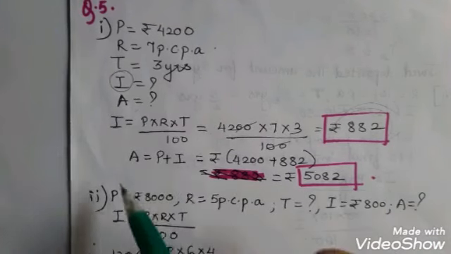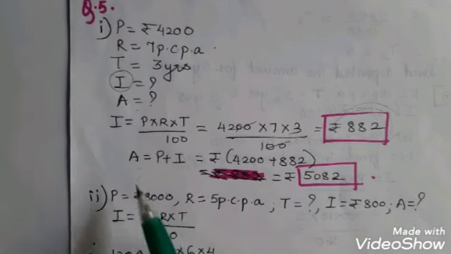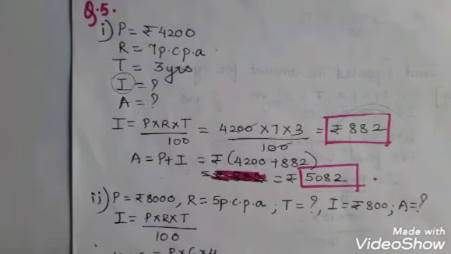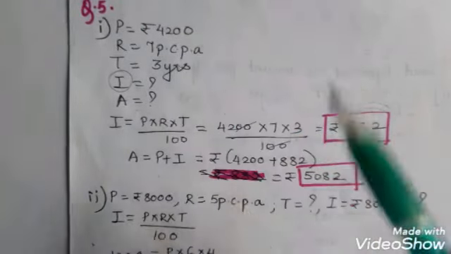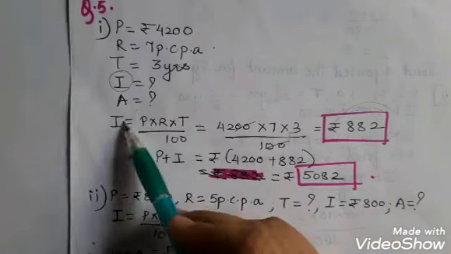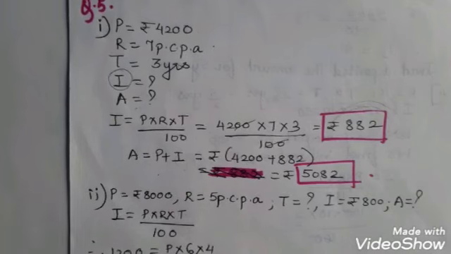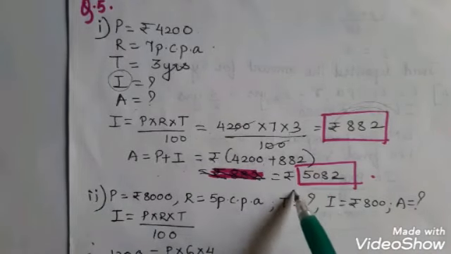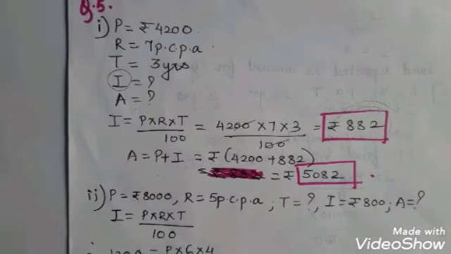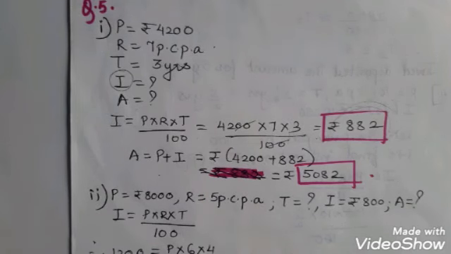Next, the next question is we have to find the amount. So the formula for amount is principal plus interest. What is the principal? 4,200 plus we got the interest as rupees 882. So 4,200 plus 882, you add it, you get rupees 5082. Okay, so we got the interest and we got the amount. Next, second question.